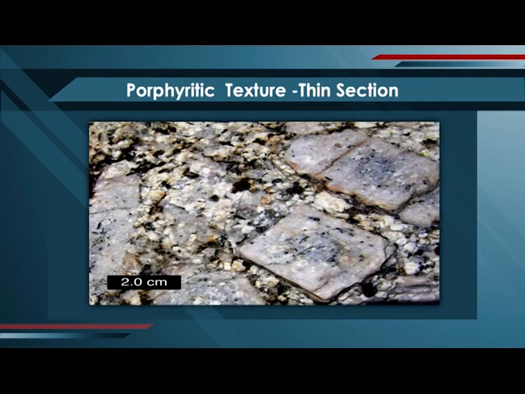Here again we have an example of porphyritic texture shown in thin section. You can see large pieces of feldspars found in a groundmass, which is made up of maybe some ferromagnesian minerals and some feldspars. So, they form the groundmass and you have large phenocryst feldspars which are found in the groundmass.